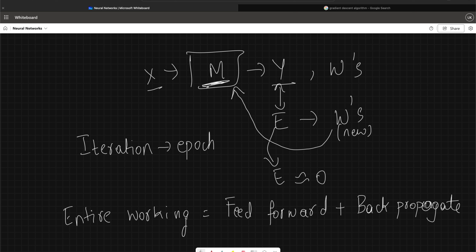We'll look into convolutional neural networks and other kinds of neural networks later on, mostly through code. But for now, I think this should be a very good understanding of neural networks.